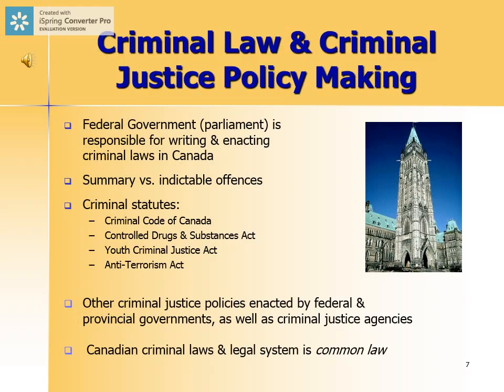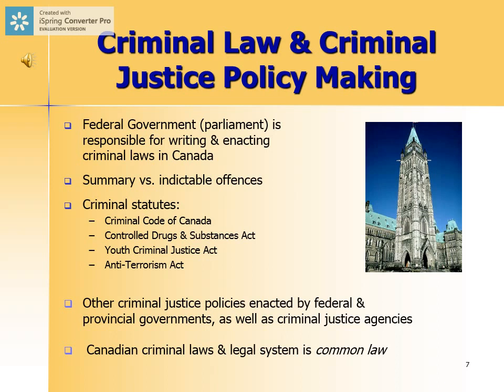The first branch of the criminal justice system we're going to talk about is that which is responsible for policy making and criminal law in particular. And as we talked about in previous slides, it's the federal government that is responsible for writing and enacting criminal laws in Canada. Technically it's Parliament that's responsible for putting forth criminal laws, but it's really the federal government, the executive, the Prime Minister, the Department of Justice that is ultimately responsible for writing laws, and then it goes through Parliament as a bill, and once that bill becomes a law, it's enacted by the Parliament of Canada.